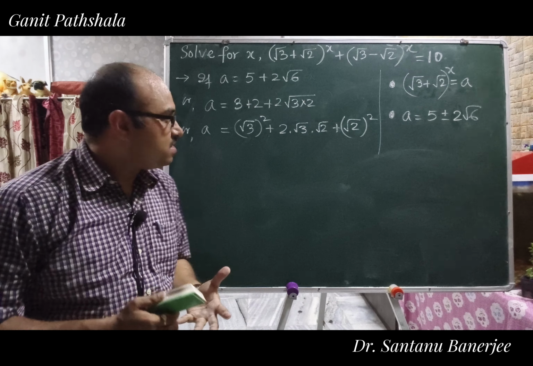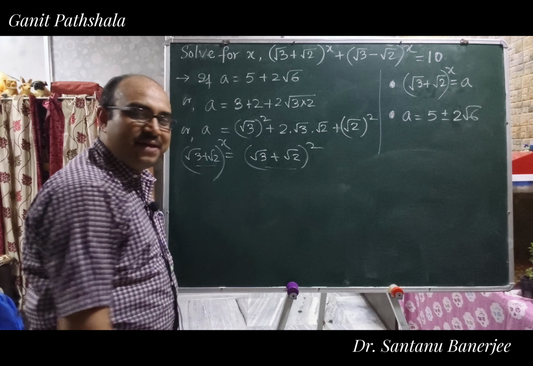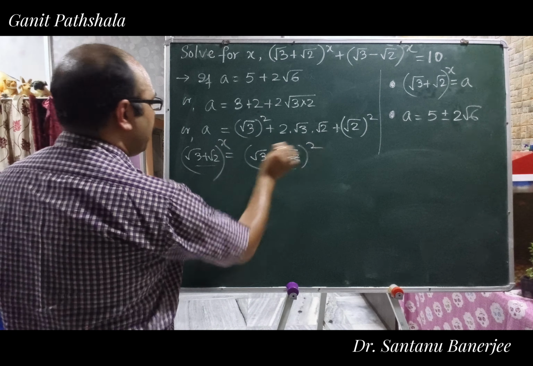So root 3 plus root 2 whole to the power x equal to root 3 plus root 2 whole to the power 2. Now these bases are same. If the bases are same, then the powers also should equate, that is x equal to 2. So considering A equal to 5 plus 2 root 6, we obtain x equal to 2. Now let us consider A equal to 5 minus 2 root 6.